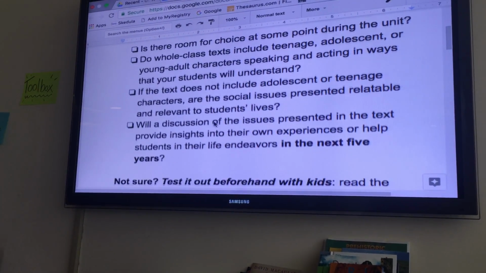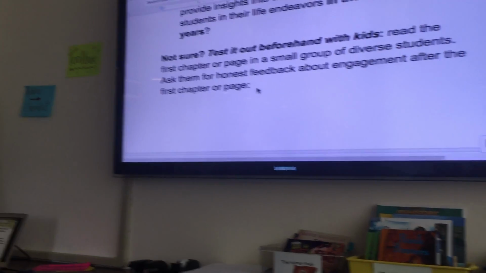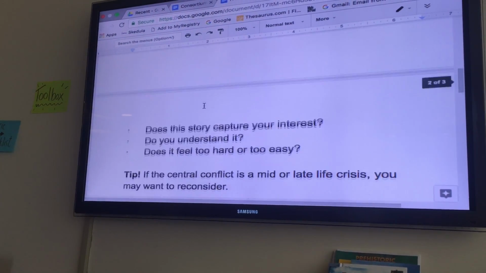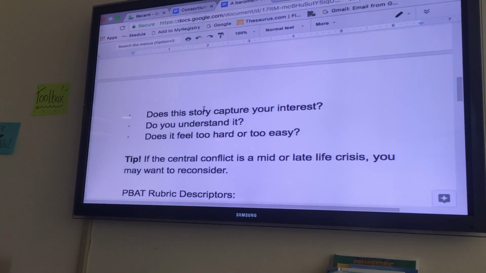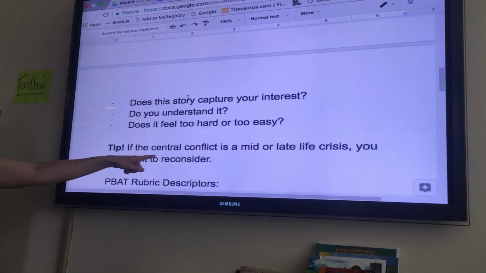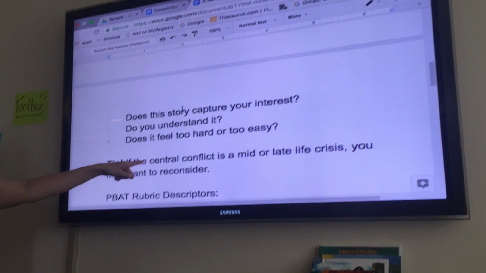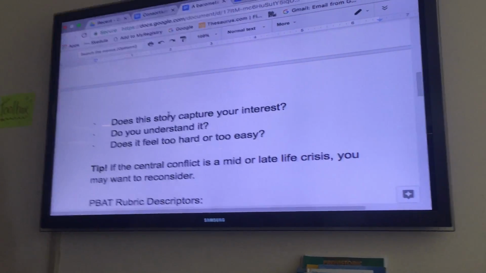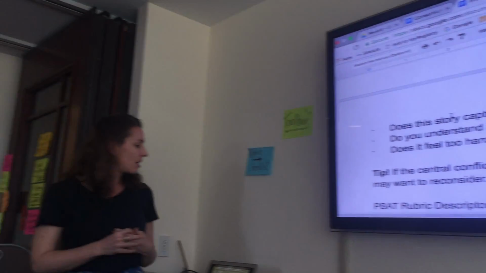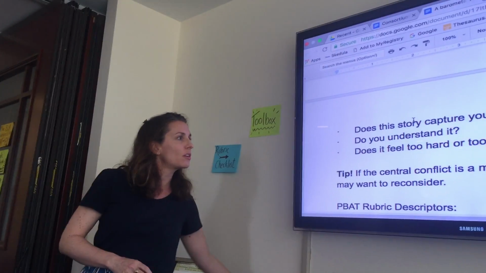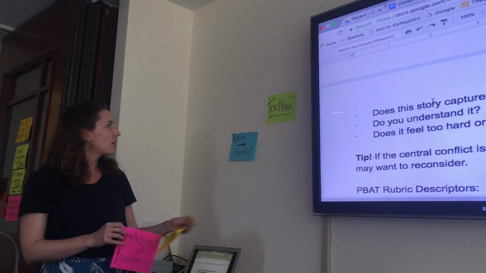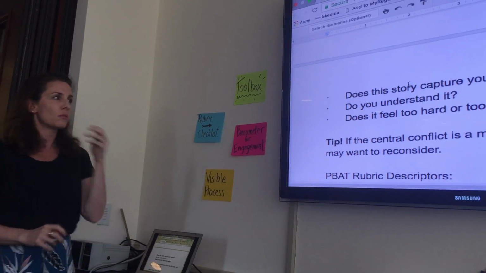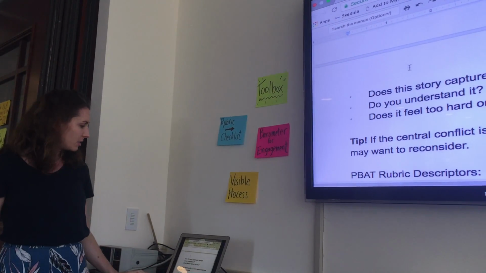And then just a little tip I have down here is one way to test out engagement with students. That's very simple. And also, if the book that you're choosing and the central conflict is a mid to late life crisis, you might want to reconsider, okay? Because it's just not that relatable to students. So the next thing I'm going to show you, this is the barometer for engagement, right here. And the next thing I'm going to show you is what this might look like in the classroom.